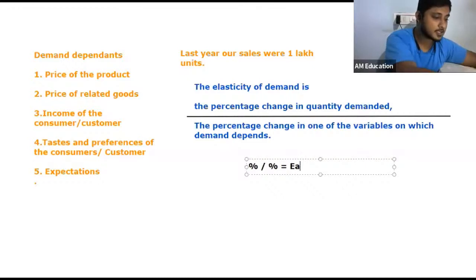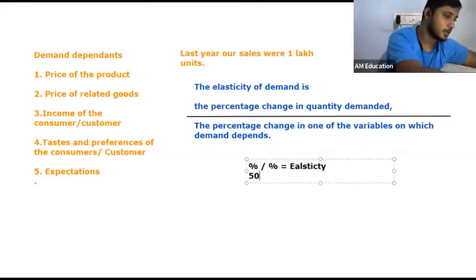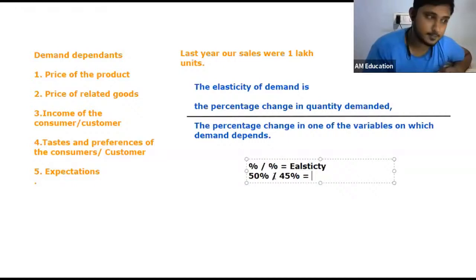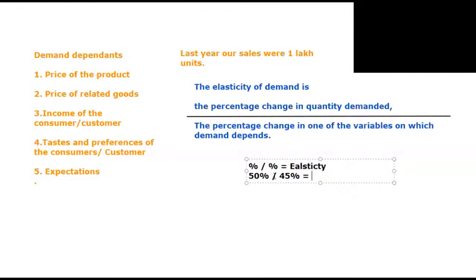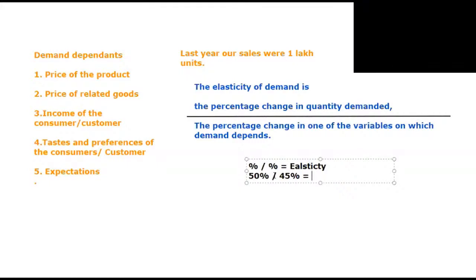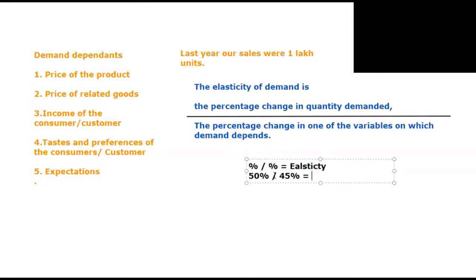Is elasticity. Just for fun, open your calculators and find out what is the result for 50% divided by 45%. What is the calculator giving you as the answer? Fast, guys. I'll also open my calculator. 1.11. Yep. So the same thing, no? 1.111. Now, all of you got the same answer, or anyone got a different answer?